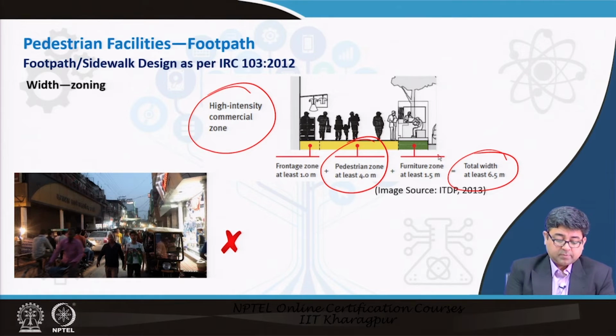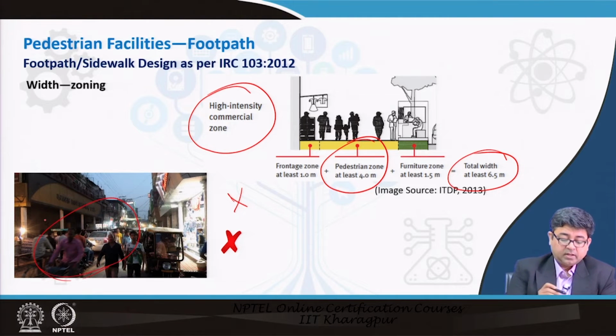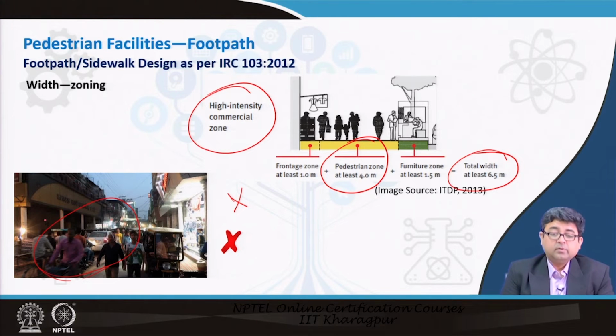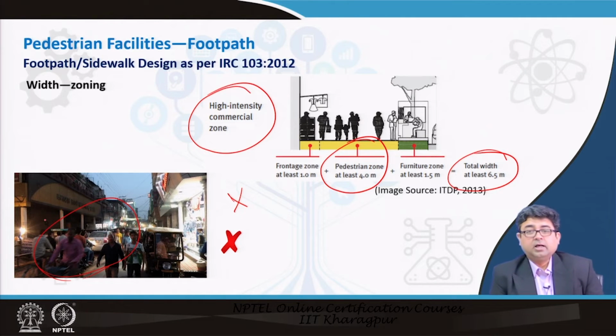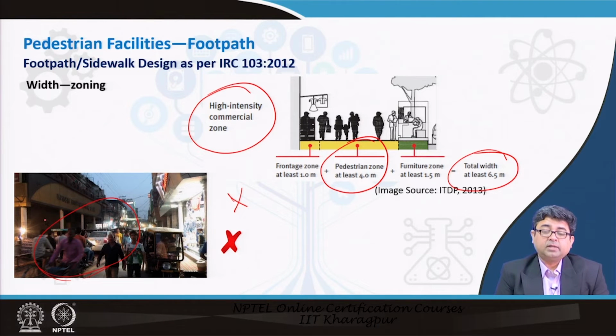So, this type of a situation has to be avoided, where there is no demarcation between the pedestrian zone and the frontage zone as well as the furniture zone. Everybody is kind of intermingling in this area. So, this causes not only congestion for the motorized vehicles, but it gives an unsafe walking and bicycling environment, and as a result the number of people trying to walk or bicycle will always reduce.